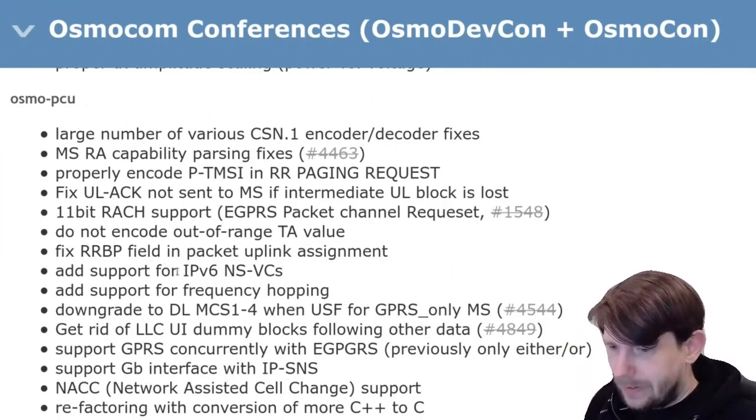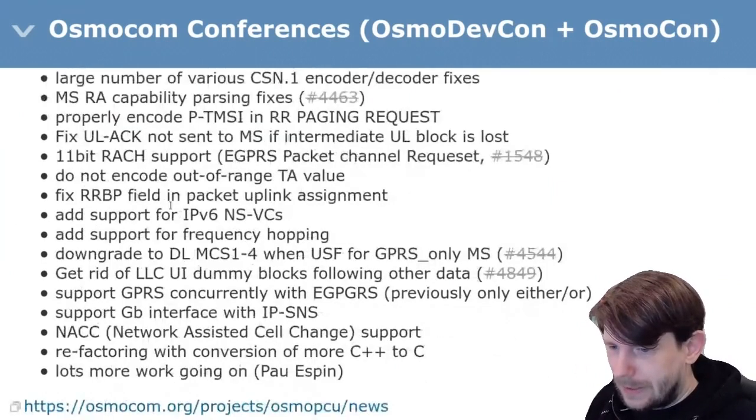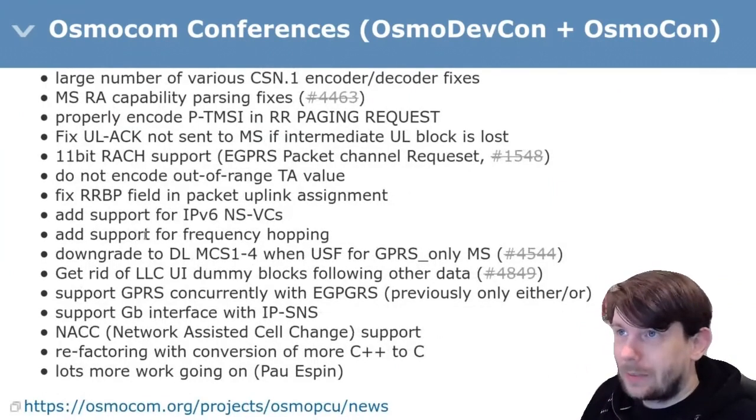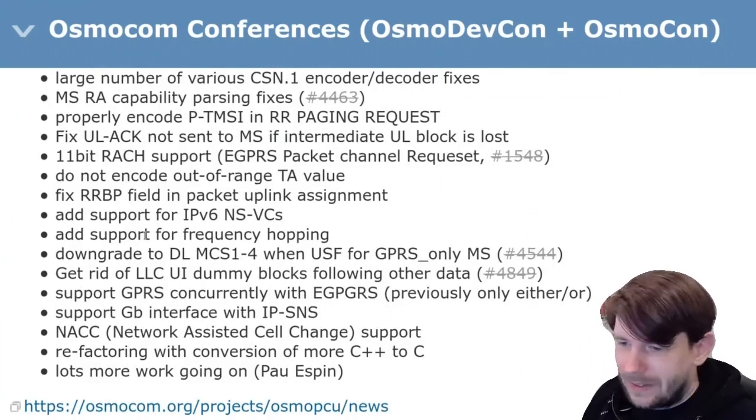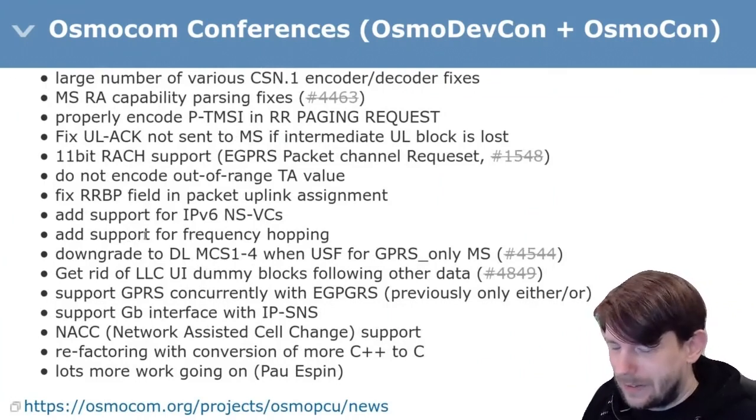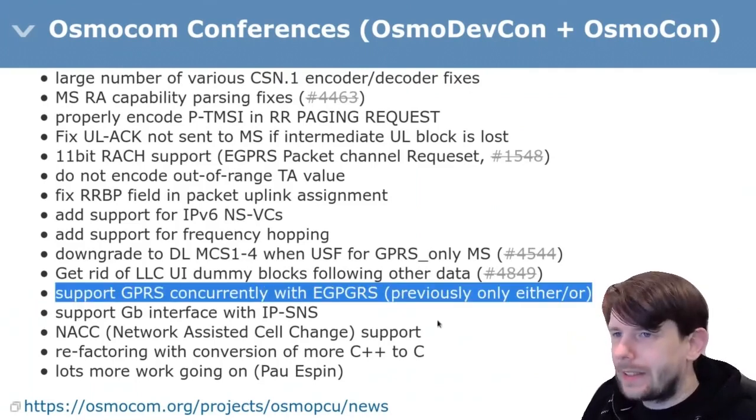We have IPv6 Nsvc support now, as I mentioned before, big topic. Also, frequency hopping, of course, had to be added to the PCU. Doesn't make sense if it's only supported by the BTS. Both have to support it. We now downgrade the downlink coding scheme in GPRS-only mobile stations, and so on. I think one of the major topics really is that line here.